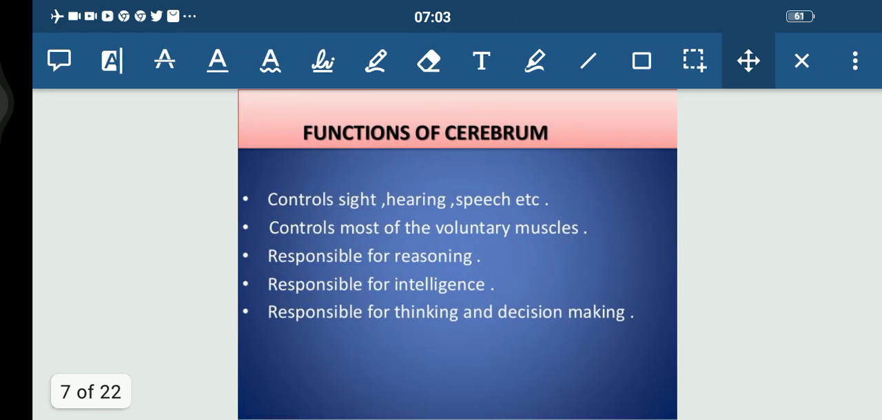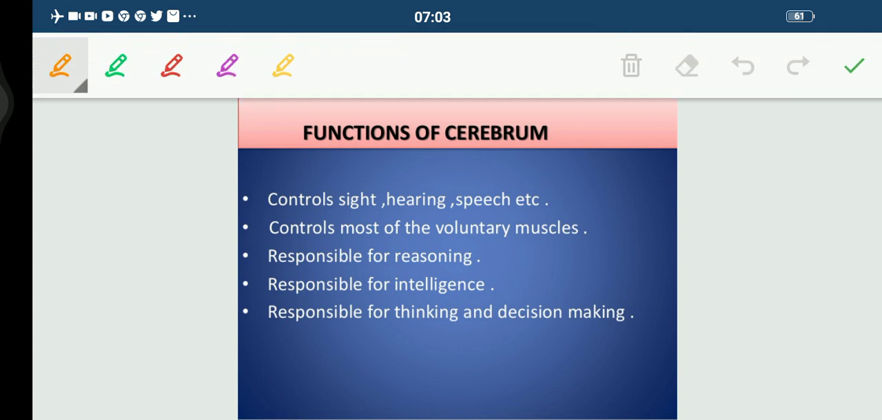Now, coming on to the function of the cerebrum. So, what exactly does the cerebrum do? It controls sight, hearing, and speech. Sight, you all know, seeing, hearing, and speech. It controls most of the voluntary muscles.